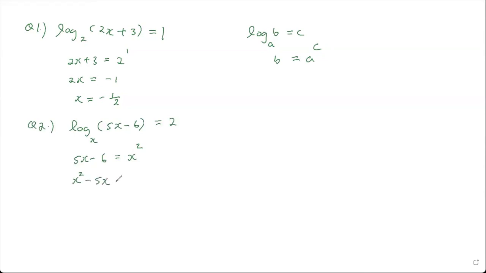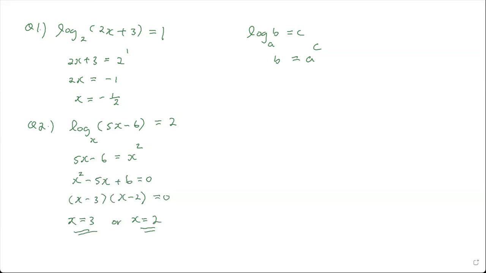x squared minus 5x plus 6 is equal to 0. This happens to be quite easy to factorize. If you factorize it, you will get x minus 3 and x minus 2. So x is equal to 3 or x is equal to 2. Whenever you get an answer like this, do check against the original equation. You can sub x equals 3 or x equals 2 into the original equation and see whether it tallies. If one of them doesn't tally, you have to reject that.